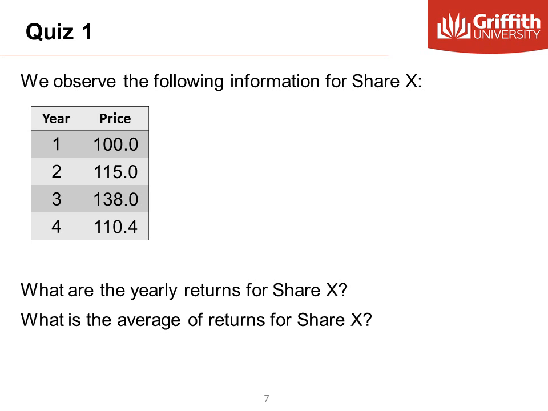So the number of returns is always n minus 1. So if we have 4 observations, 4 prices, we end up with 3 returns. So the returns are 15%, 20%, and negative 20%.